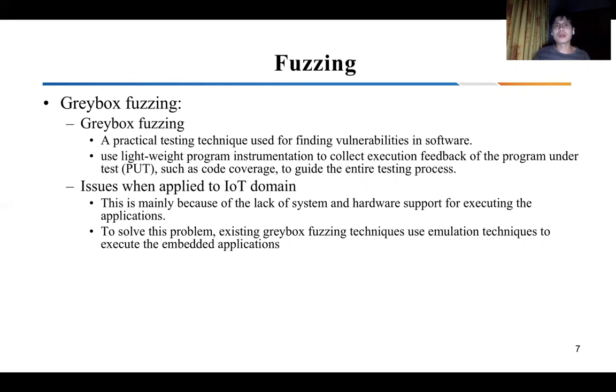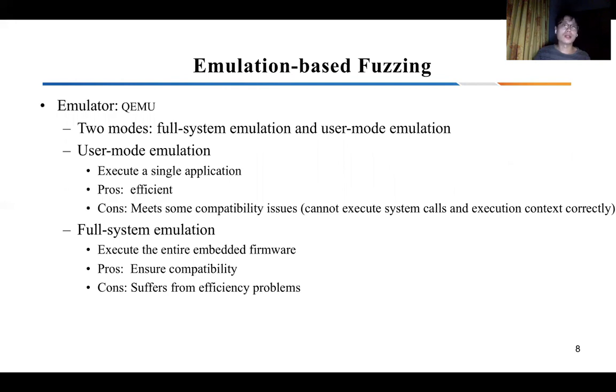However, Greybox fuzzing techniques cannot be directly applied to IoT applications, since they lack system and hardware support for executing the applications. To solve these problems, existing Greybox fuzzing techniques use emulation techniques to execute the IoT applications. Here, the most widely used one is the QEMU emulator.